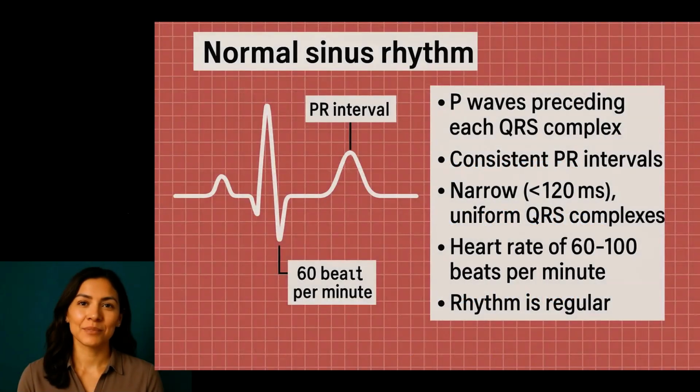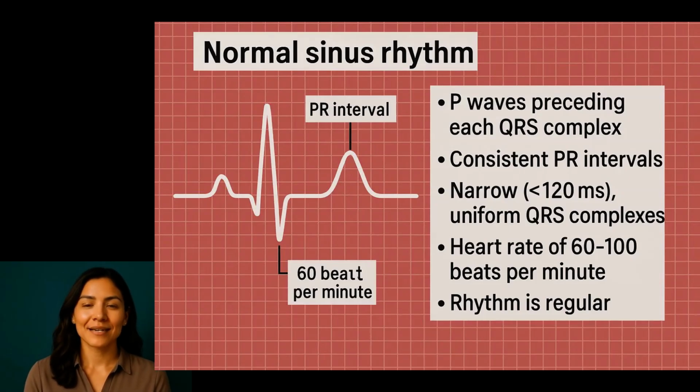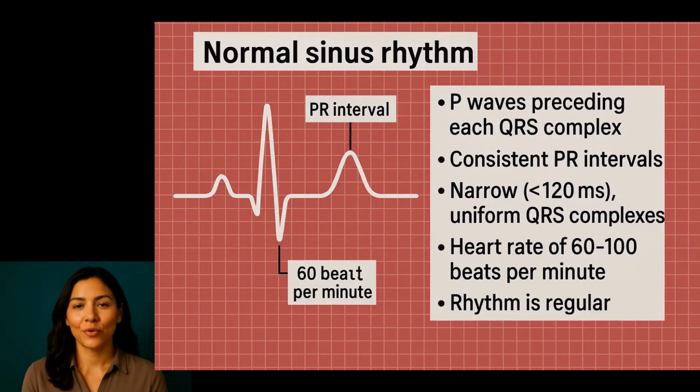Normal sinus rhythm displays several key characteristics. You'll see regular P waves preceding each QRS complex, with consistent PR intervals. The QRS complexes should be narrow, typically less than 120 milliseconds, and uniform in shape. The heart rate usually falls between 60 and 100 beats per minute. The rhythm should be regular, meaning the distance between R waves remains consistent throughout the strip.